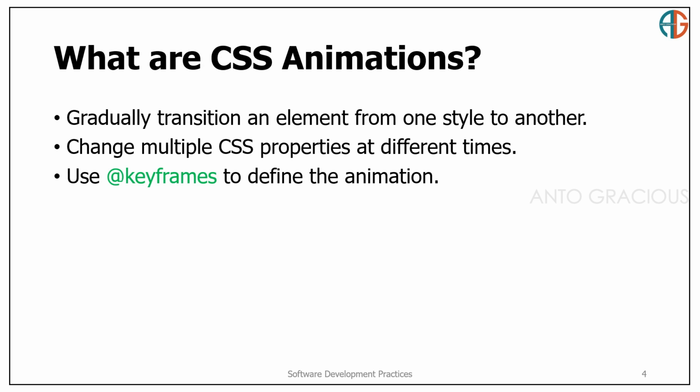CSS animations are a method to gradually transition an element from one style to another. They allow you to animate multiple properties and create intricate sequences. Central to CSS animations is the @keyframes rule, which defines how styles change at various points in the animation.